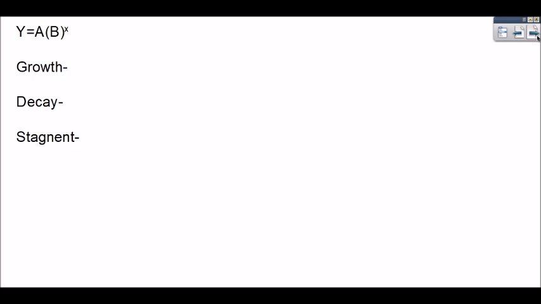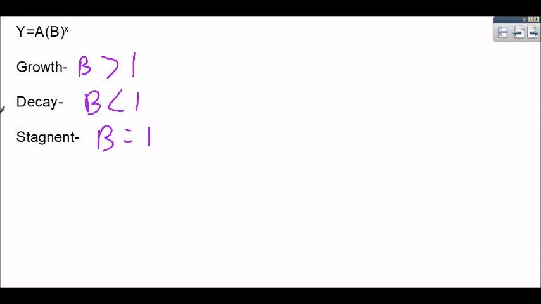Today we're going to discuss what's the difference between an exponential growth and an exponential decay. So here's our equation again. Growth is when b is bigger than 1. Decay is when b is less than 1. And stagnant is when b is equal to 1.